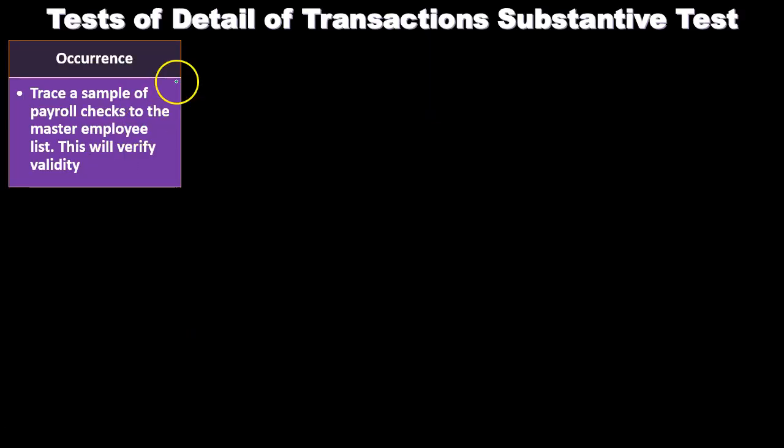Now we're going to take a look at those tests of details of transactions for the substantive test. So now we're looking at the tests of details of transactions. So these are going to be things where we may very well be going out to the business's office and actually testing these details, doing some substantive testing for them. The management detail and then the tests.